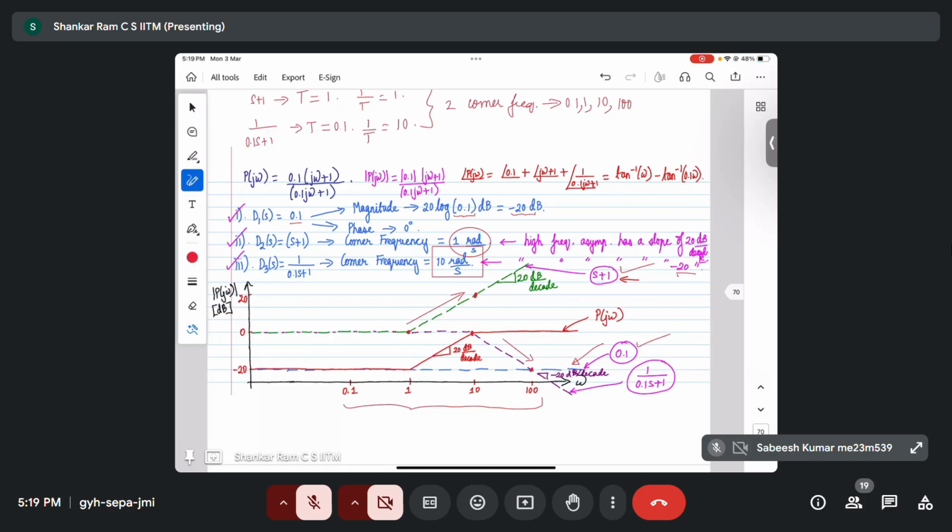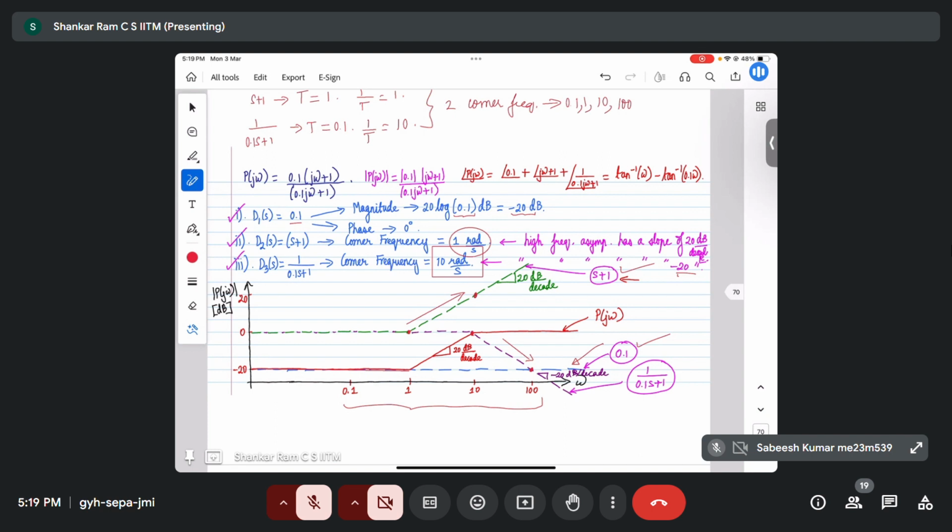It should be logarithmic addition, sir. So we just need to keep, starting from low, the resultant value of the three factors. Please note, S plus 1 and 1 by 0.1 S plus 1 will be 0, right? Correct? Whereas 0.1 has a value of minus 20, right? So that is why this red line, which is the resultant curve, has a value of minus 20 till the corner frequency of 1. I hope that is clear, right?